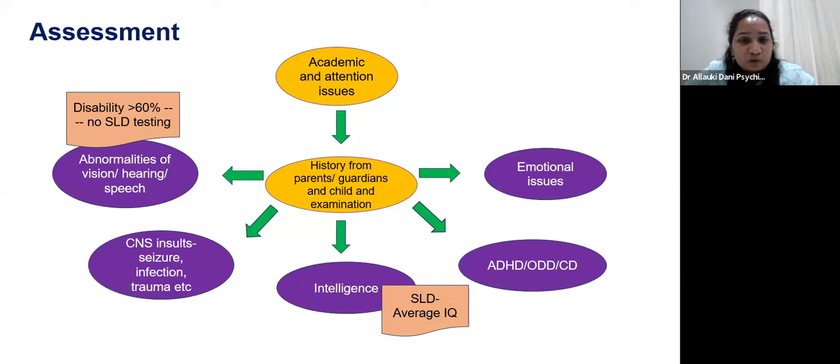And lastly, emotional issues. There can be many emotional issues, depression, anxiety or low self-esteem, which can be because of other ongoing stressors in the family, like a dysfunctional family, or bullying at school or in tuitions, which can ultimately lead to academic problems and attention problems. Or, on the other hand, because of academic issues and attention problems, the child is having emotional issues. So we need to rule that out and accordingly plan our management ahead.